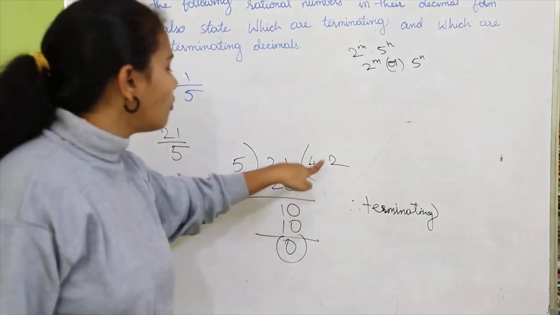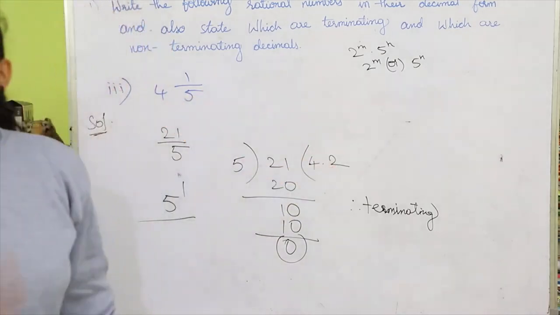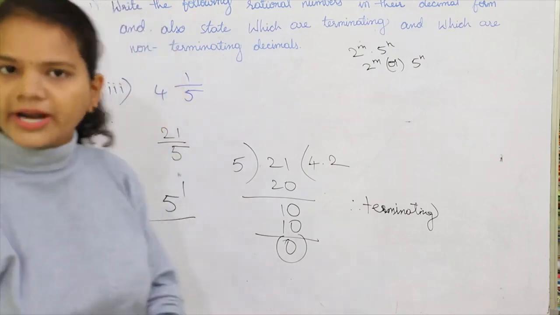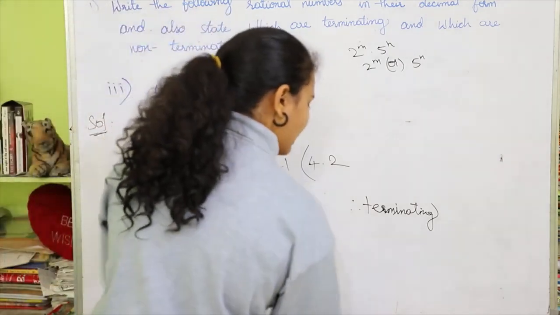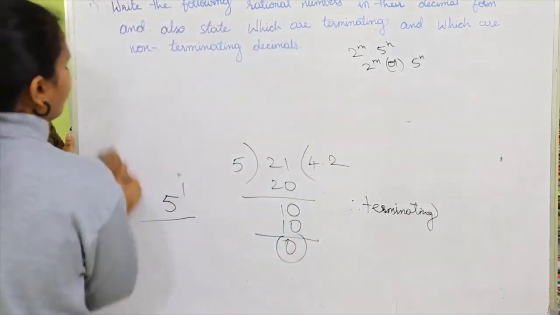Therefore we got 4.2. 4.2 is having an end digit. It is having a finite digit. Therefore it's a terminating decimal. Alright? Now let me go for the next one. Fourth one, 2 by 11.